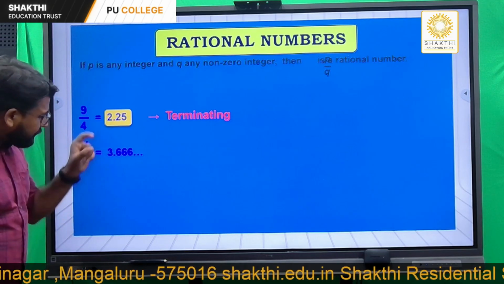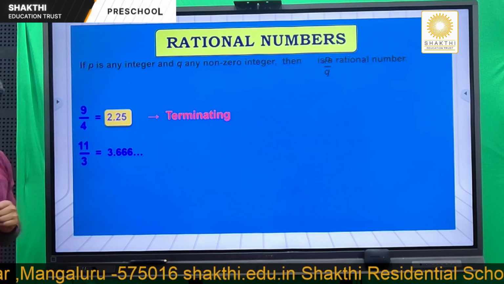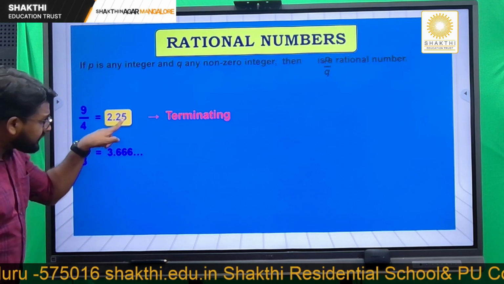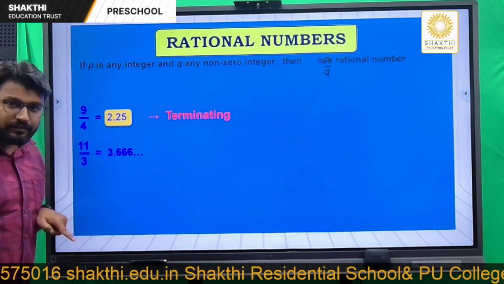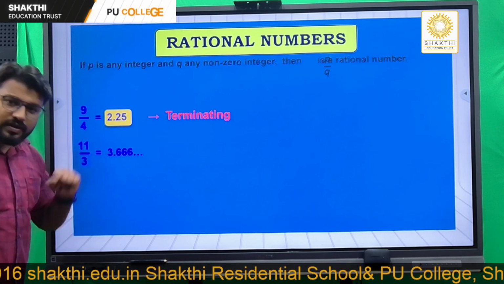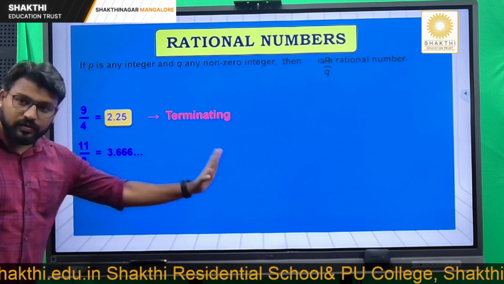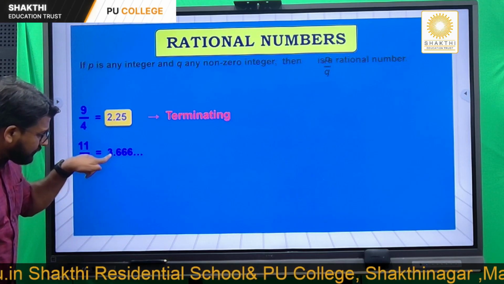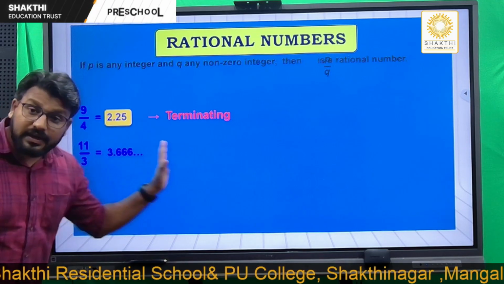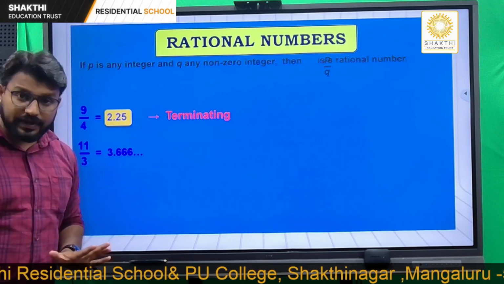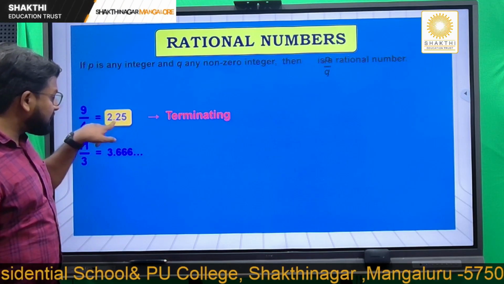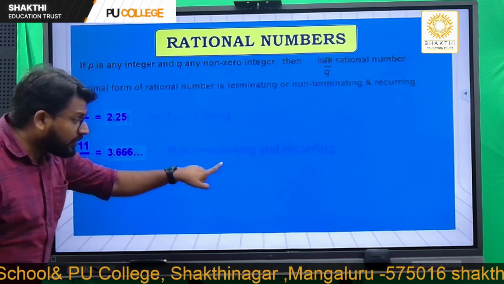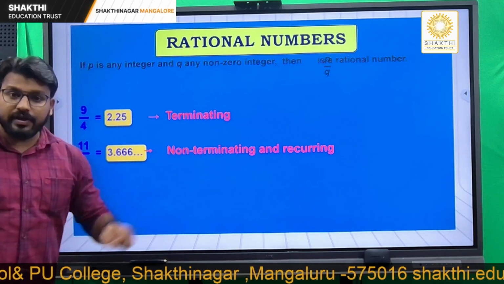Can you see the difference between these two decimals? Yeah, you got it right. This one is terminating exactly after 5, whereas this one is not terminating, it just keeps on going. Isn't it? What I mean to say is, this will be 3.6666666, continuously going. Right? So that's why we call such decimals terminating, and these we call non-terminating and recurring.